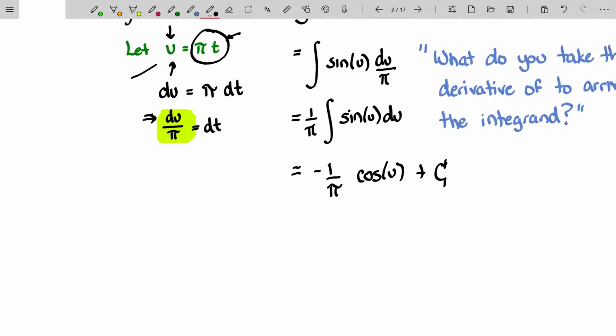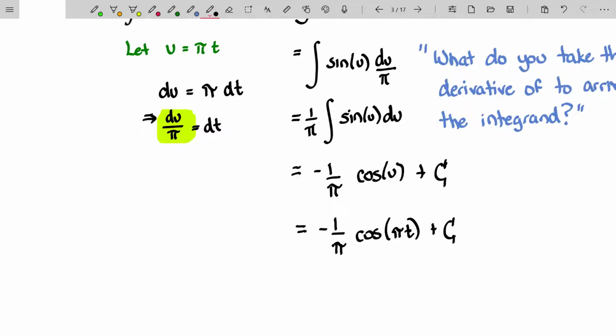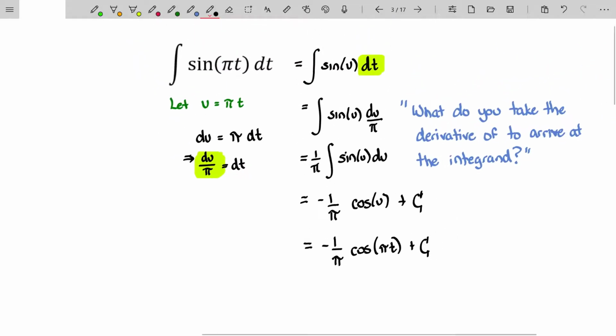Luckily, right here, we have what u is equal to. u is just pi t. So I will say this is equal to negative 1 over pi cosine of pi t, and then plus c. And that's it. We've done our first u substitution problem completely through.